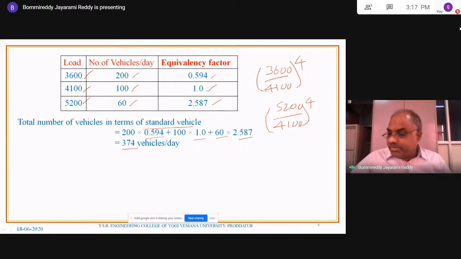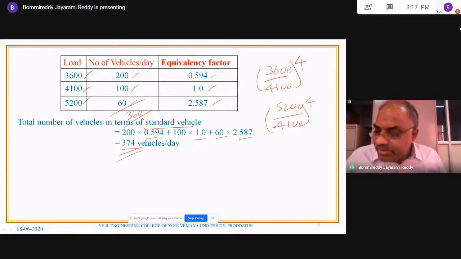That means the actual number is 360. That means the total number of vehicles passing on a highway is 360, but with different magnitudes of the wheel loads. And if you calculate the equivalency with reference to the standard vehicle, 360 vehicles are not passing, 374 vehicles are passing at a standard axle load of 4100 kg. So that is the meaning of it. And for analysis, we need to compute equivalency in terms of the standard values always.